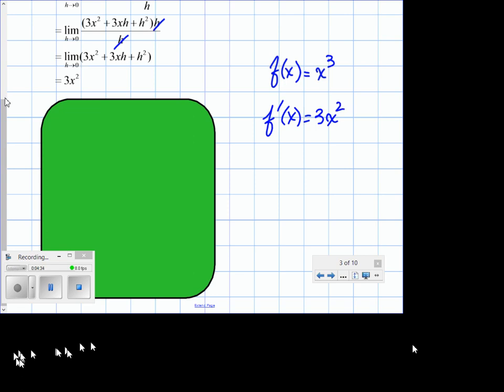And right now we're going to continue to do it the long way, using the definition of derivative.